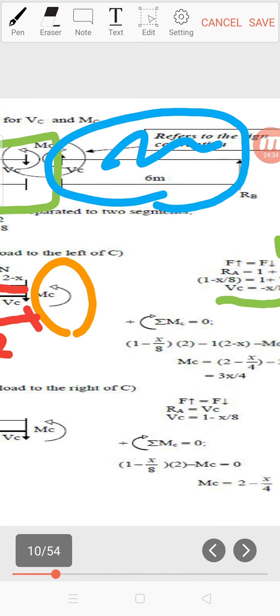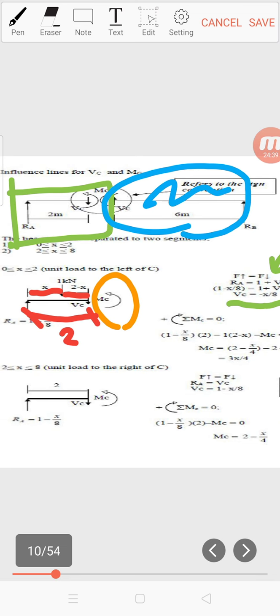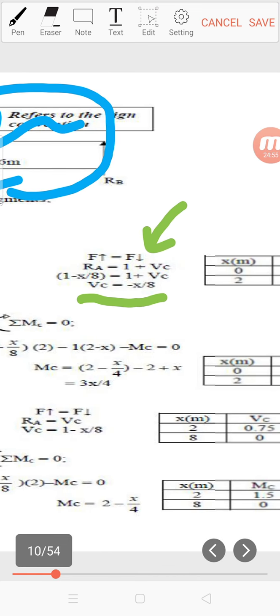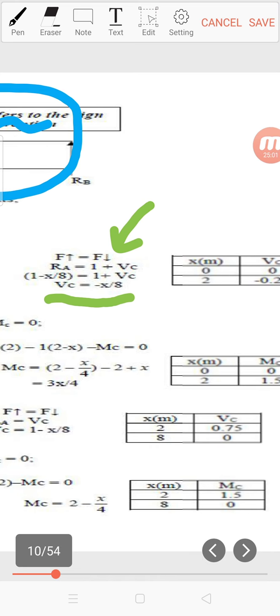Then we are going to find the MC. M at C is equal to 0, so we have RA times 2 clockwise, 1 minus x over 8 times 2 clockwise. And then counterclockwise, we have one moment only, which is MC. Minus MC equal to 0. Then we get MC equal to 2 minus x over 4 times 2. We substitute x equal to 2 in this equation and get MC equal to 1.5. And at x equal to 8, MC is equal to 0.